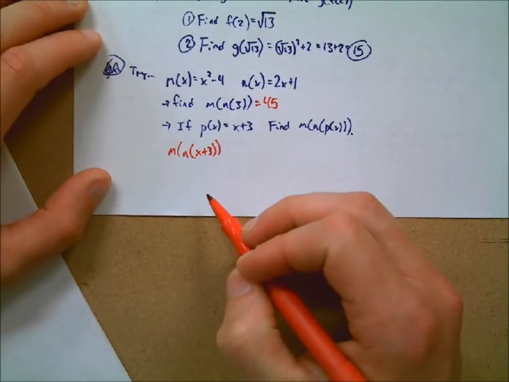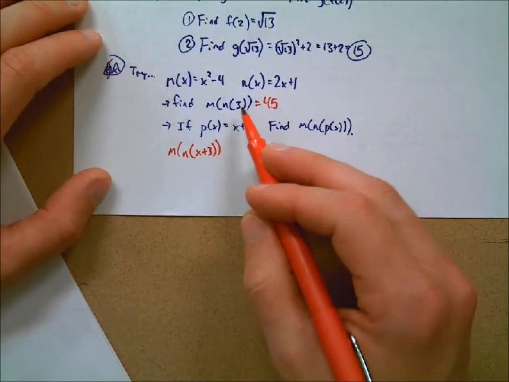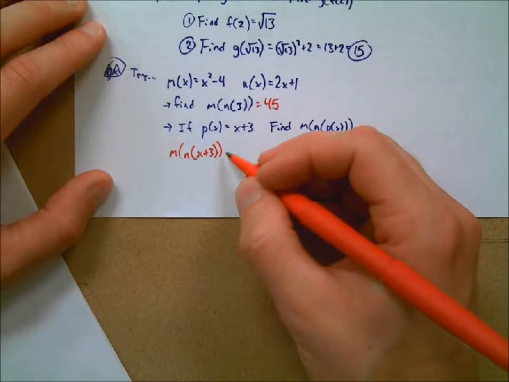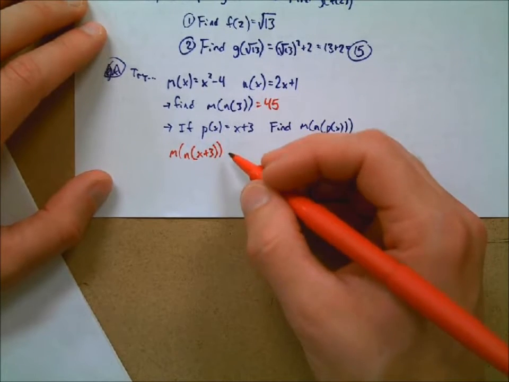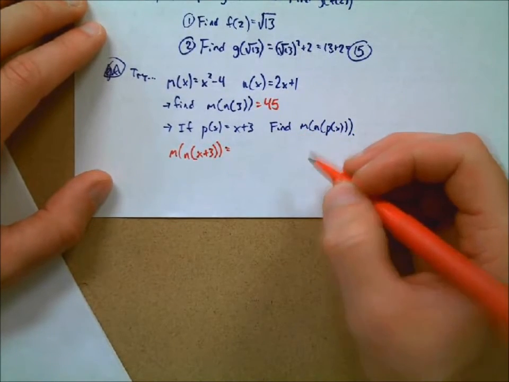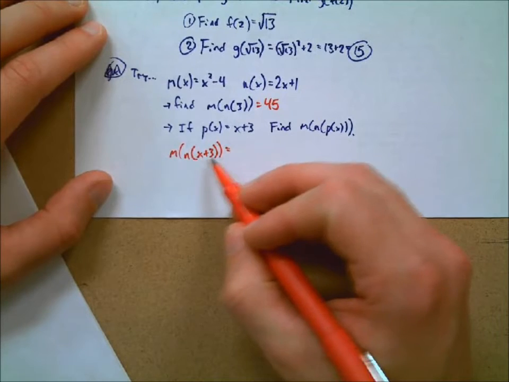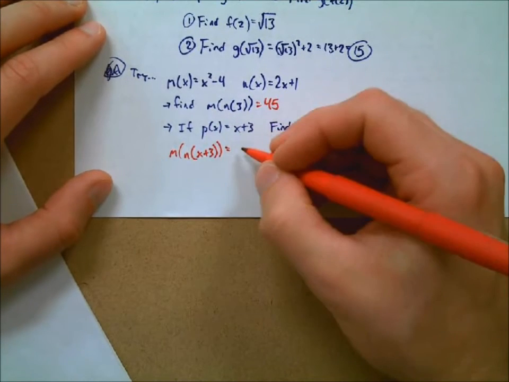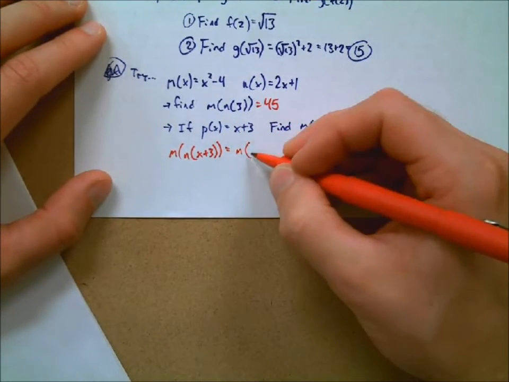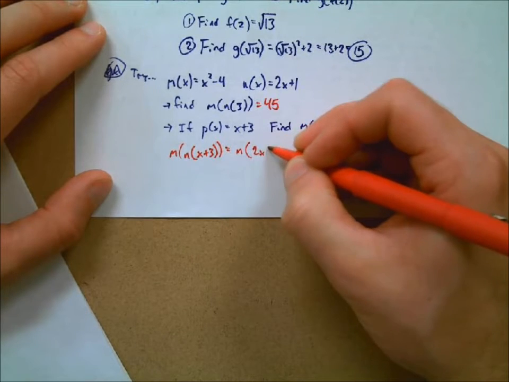Oh, this right here? Nope, just 45. You're plugging 3 in for the x values there. So if you did m of n of x, you should just be able to plug in 3 and be good. So that's 2 times 3 squared. And then we'll plug in x plus 3 into the n here. So it'll be 2x plus 6 plus 1, so 2x plus 7, like that.